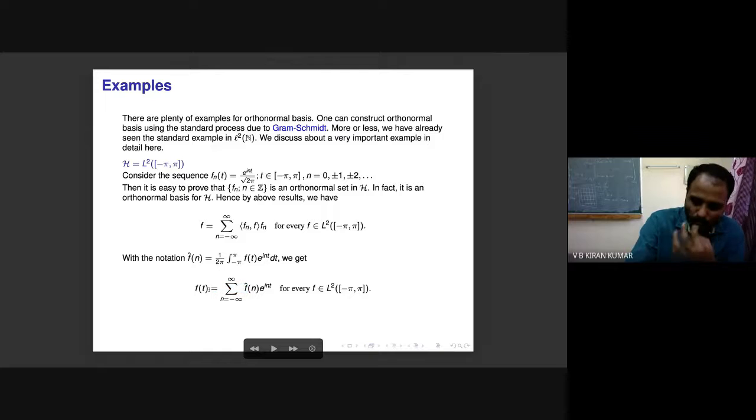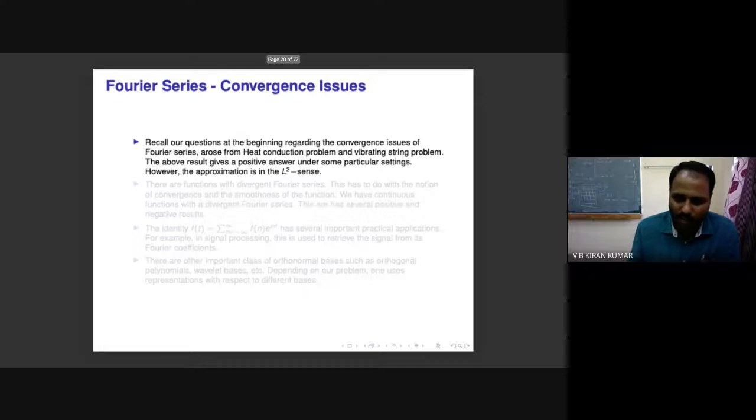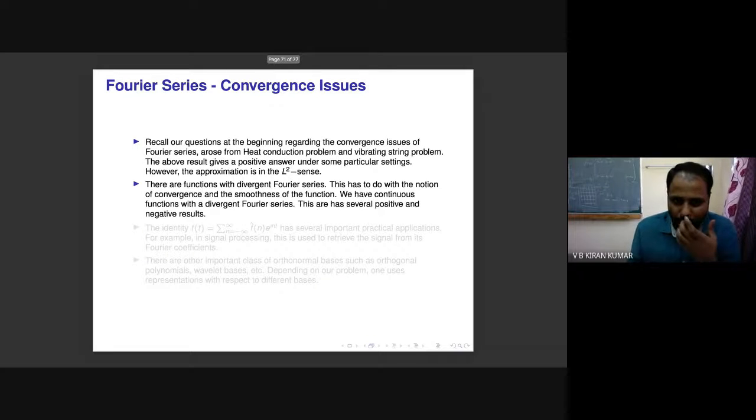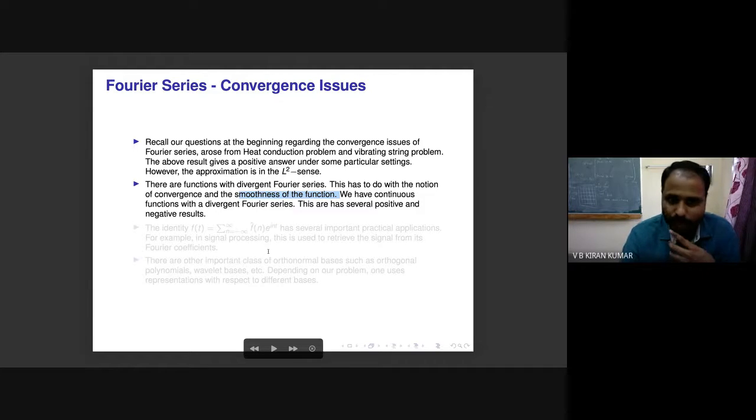But if you demand more smoothness on f, then you may obtain a stronger type of convergence also. For example, if you demand that it is twice differentiable and so on, then you may get pointwise convergence. So this has to do with the notion of convergence and the smoothness of the function. That is very important. There are examples of continuous functions with divergent Fourier series, and in this sense there are several positive as well as negative results.